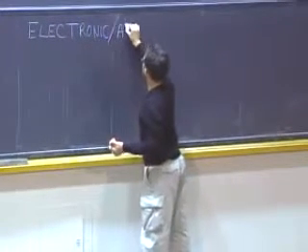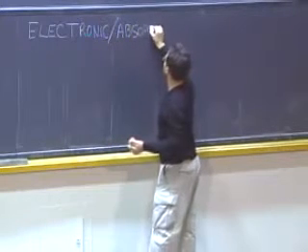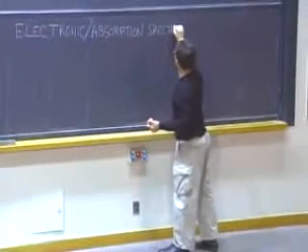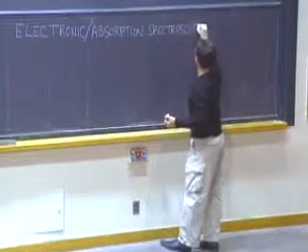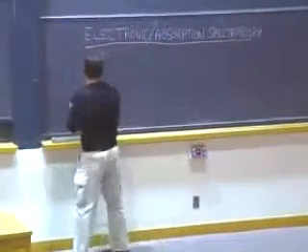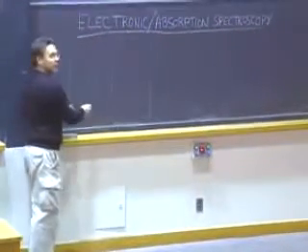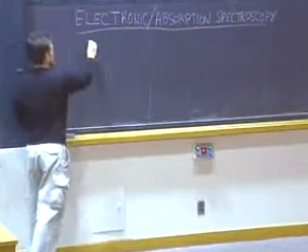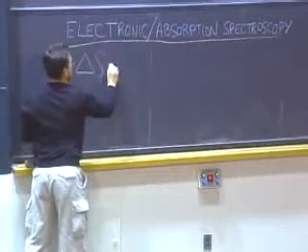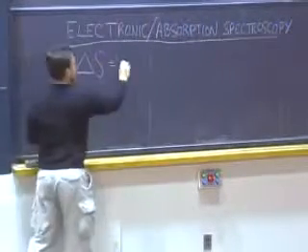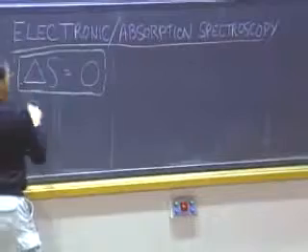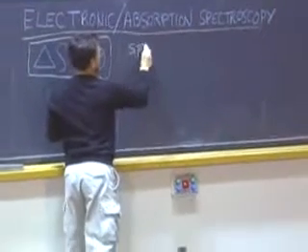electronic absorption spectroscopy. And the most important thing I want to impart to you here is a selection rule wherein delta S is equal to 0. Okay. This is the spin selection rule.